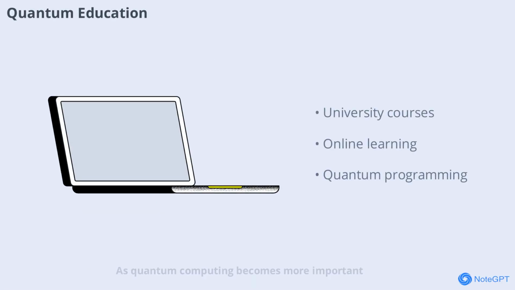As quantum computing becomes more important, educational institutions are updating their curricula to include quantum concepts. Universities and online platforms now offer courses in quantum mechanics, programming, and engineering. This is helping to prepare the next generation of scientists, engineers, and entrepreneurs for the quantum future. In the next scene, we'll explore resources for learning more about quantum computing.